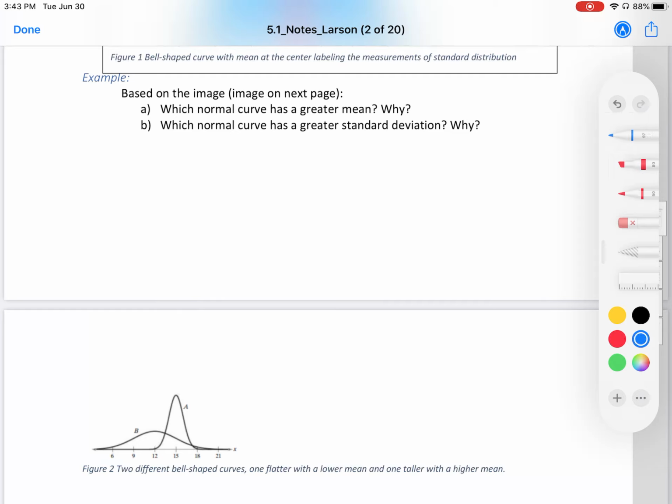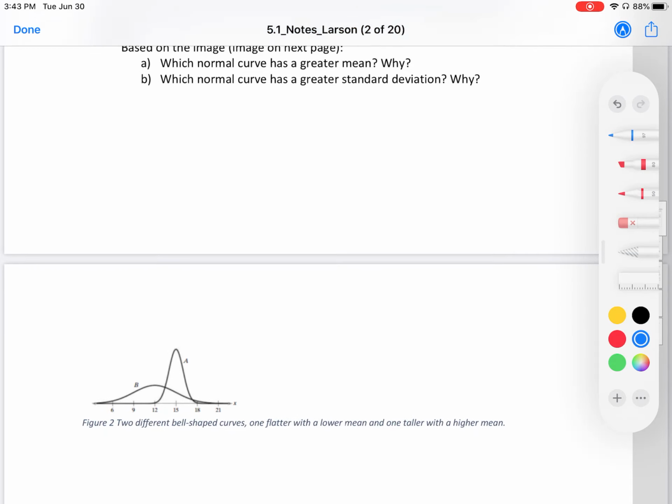A, which normal curve has greater mean, and why? So we see that A has a greater mean because the mean is 15 versus this one, which has a mean of about 12. And B, which curve has a greater standard deviation and why? The one that would have a greater standard deviation would be B because it's more spread out, versus this one, which is a lot more narrow. So therefore there's a bigger difference between each standard deviation in the curve.